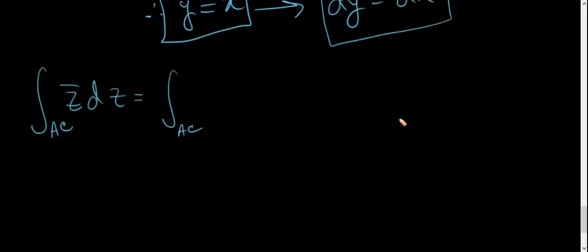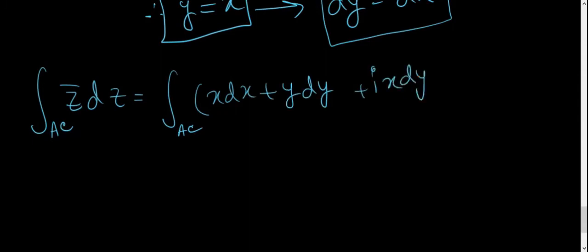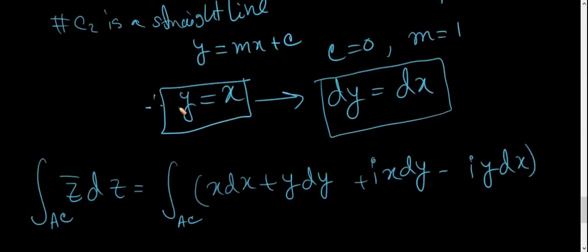So let's write that down. It was x dx plus y dy plus i x dy minus i y dx, right? But you already have these two relations to simplify your expression inside this integral sign, that is y equals x and dy equals dx. So let's just put them over here.